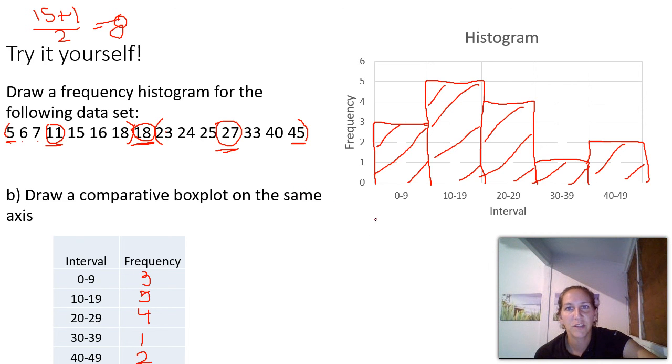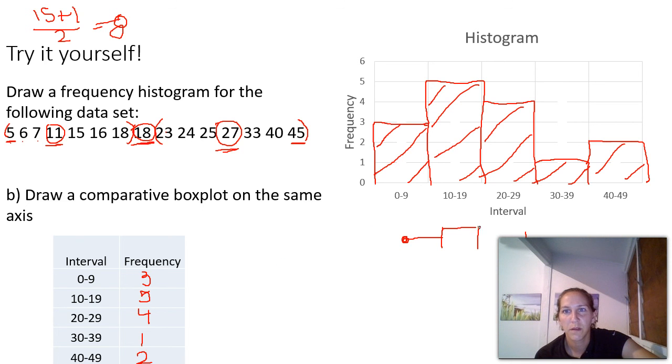So I'm going to go plugging that straight in using this exact same axis. So it has to be the exact same axis, otherwise we're not going to be able to compare well, right? So 5, I'll draw my minimum value with a dot, and my next value, which is my lower quartile at 11, right about here, attach it with a line. Then I have my median, 18, probably about here. My upper quartile is 27, so that's probably about here. And then I have my maximum value, right about here.